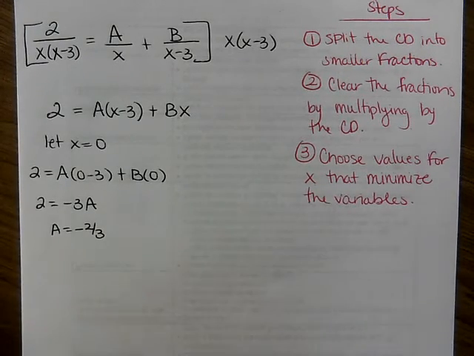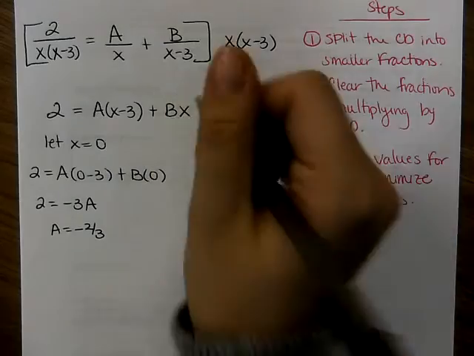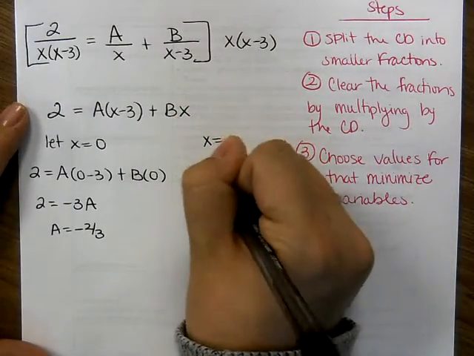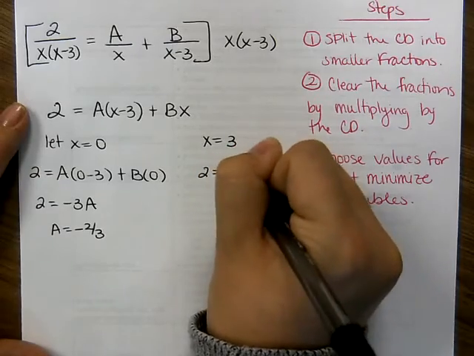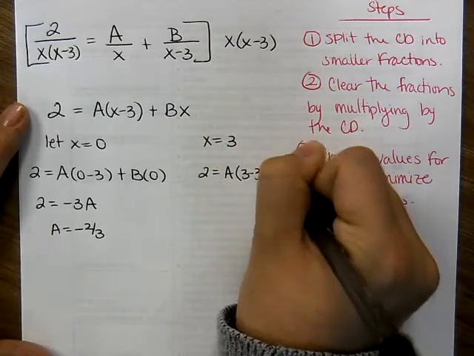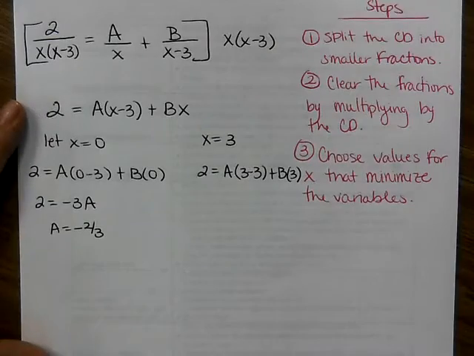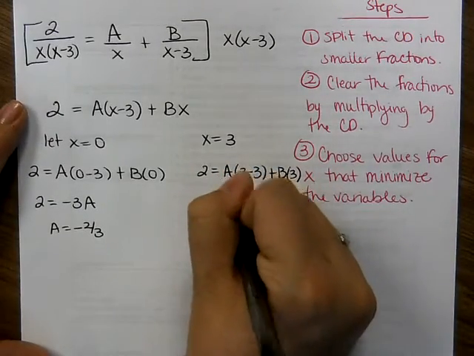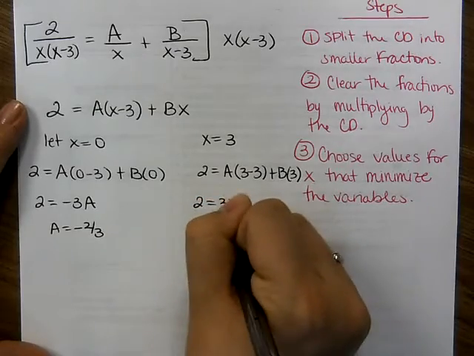Let's try to find b now. So is there something I can plug in for x that will cancel a? Positive 3. If I plug in a 3, then a will go away. So I have 2 equals a times 3 minus 3 plus b times 3. So this gives me 2 equals 3b, so b equals 2/3.